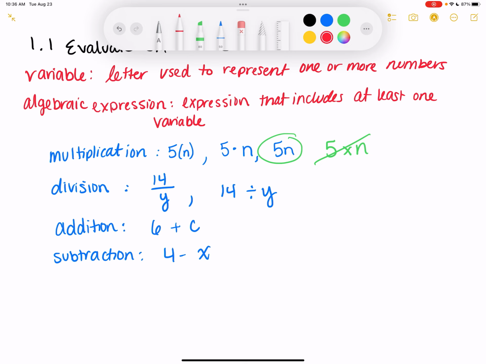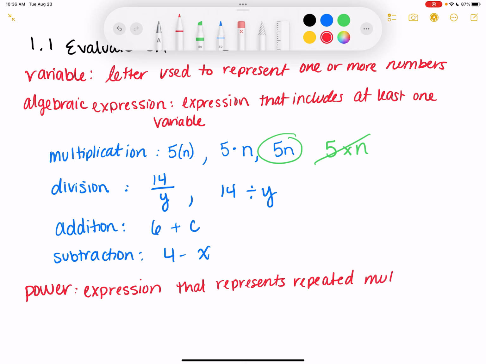All right, so then the next thing, some more definitions, is a power. And this is an expression that represents repeated multiplication of the same factor. So I'm going to give you a couple definitions, and then I'm actually going to show you what this looks like.